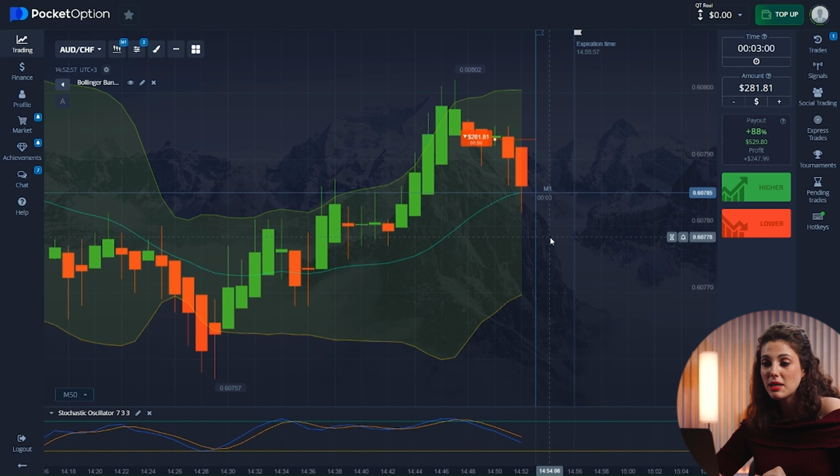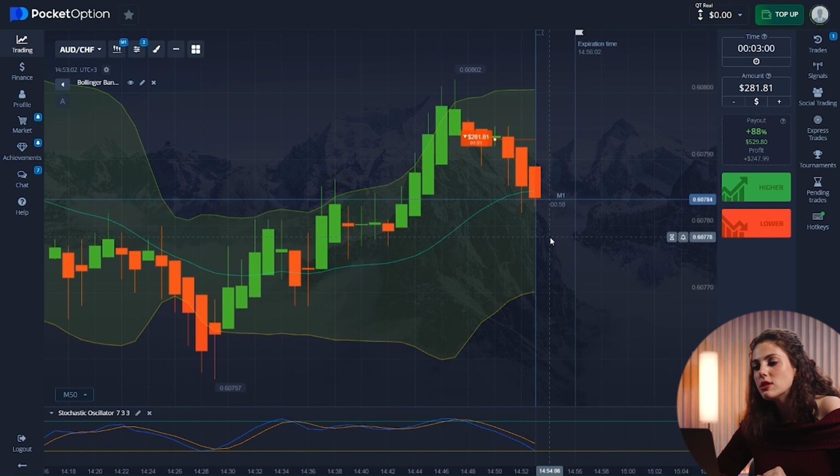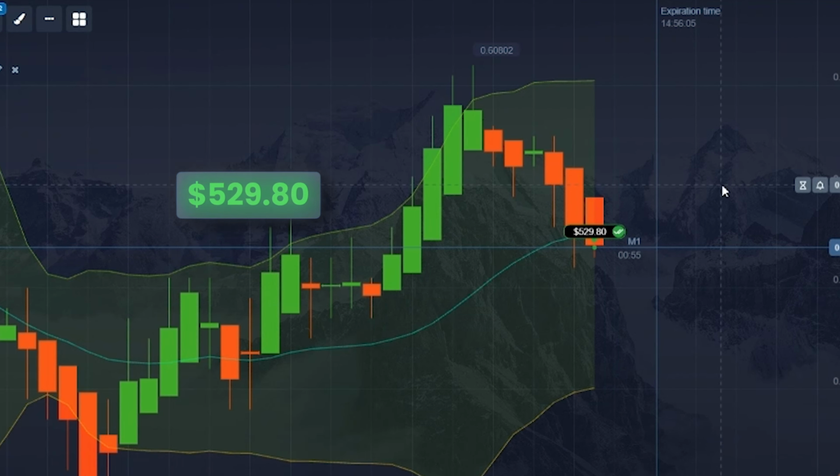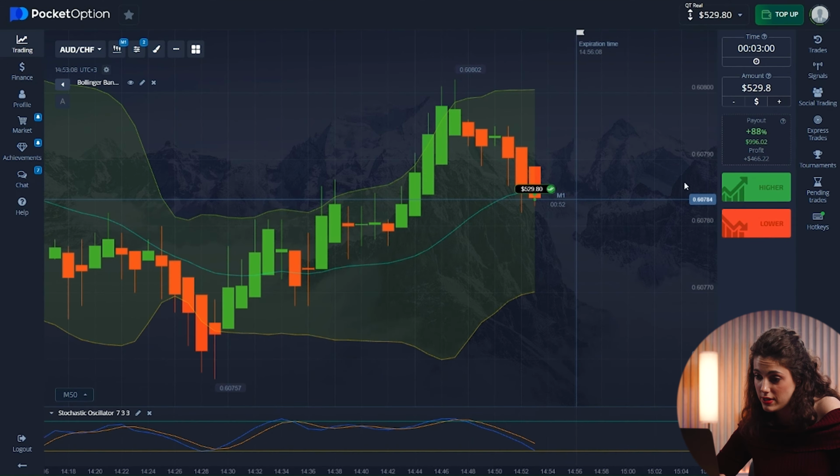Friends, it's time to take a break. The trade is closing. Even if I hadn't opened on the pullback, I would still have made a profit because the downward movement of the chart was very confident. Let's look for another, hopefully equally successful opportunity to earn.